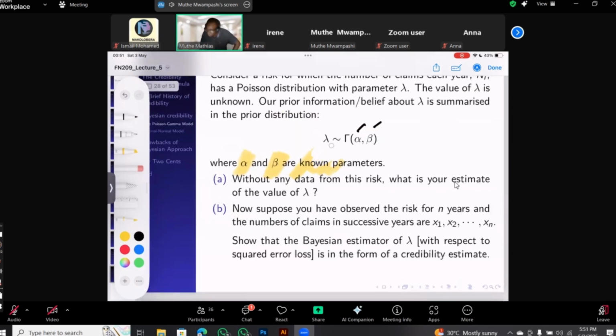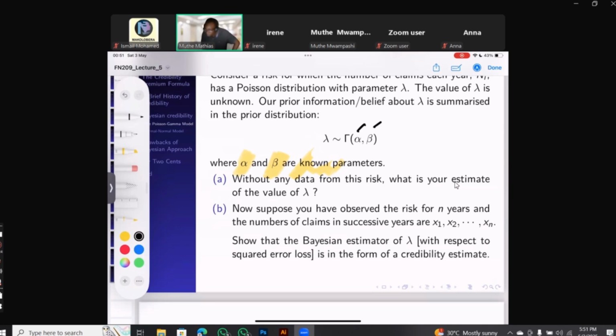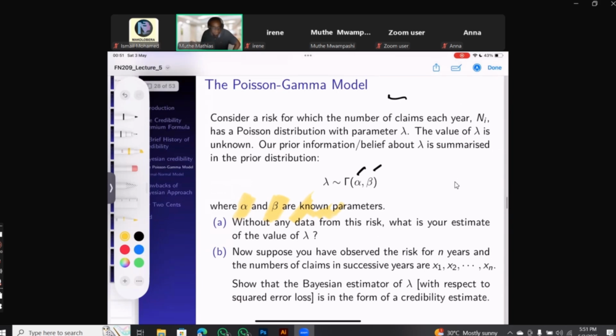So now we are saying, without any data from the risk, what is your estimate of the value of lambda? Okay, so now suppose you don't have any data, right? So what is going to be the best estimate for the value of lambda? If you understood what I said before, this question should be very simple for you. So without any data from the risk, what do you think is the estimate of lambda?